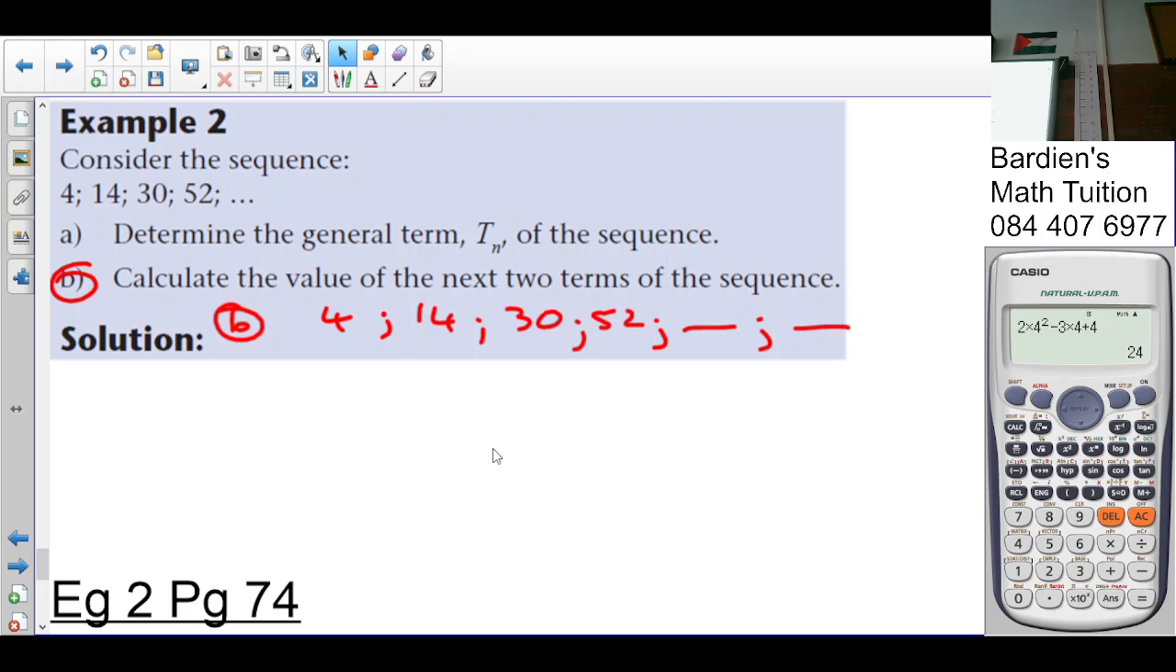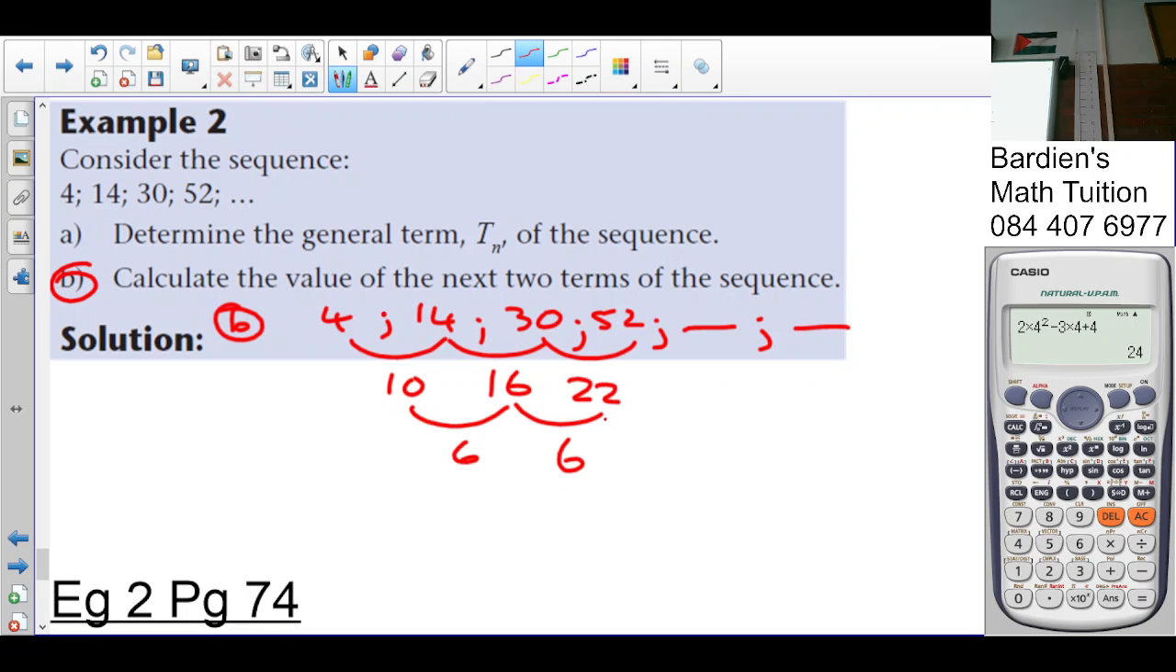Alright, so are you guys done with the first question? Right, so how do you move from one to the next? I added 10, then 16, then 22. So that's going to give us 6 plus 6, not so? So it's going to be 6 and 6. 22 plus 6 is 28. 28 plus 6 is 34. Not so? So 52 plus 28? 80. Plus 34? Is that correct? Who got that answer? Okay. What did you get?